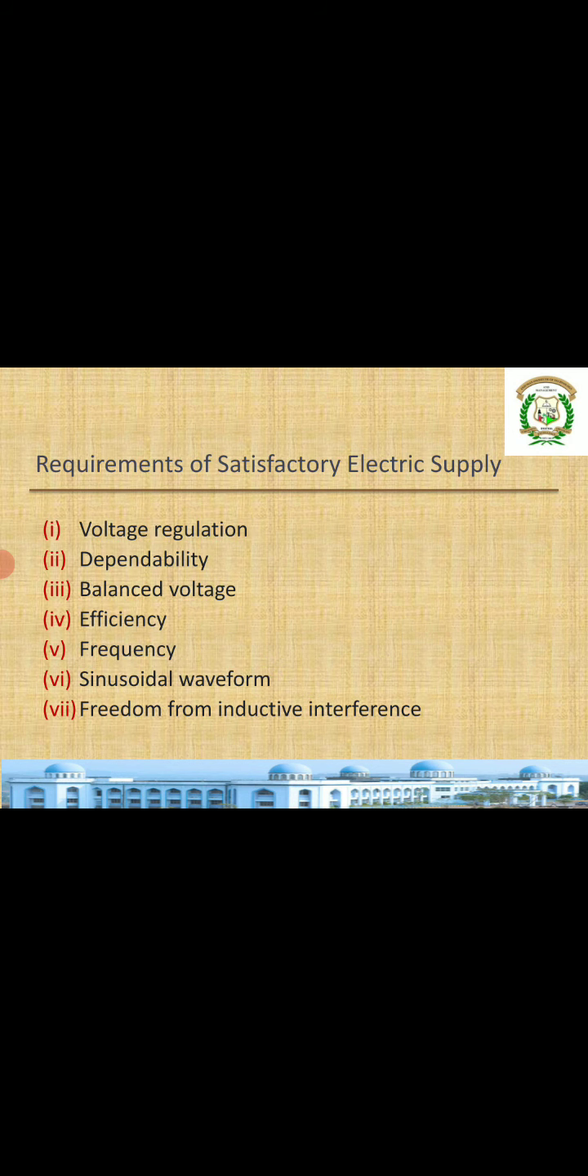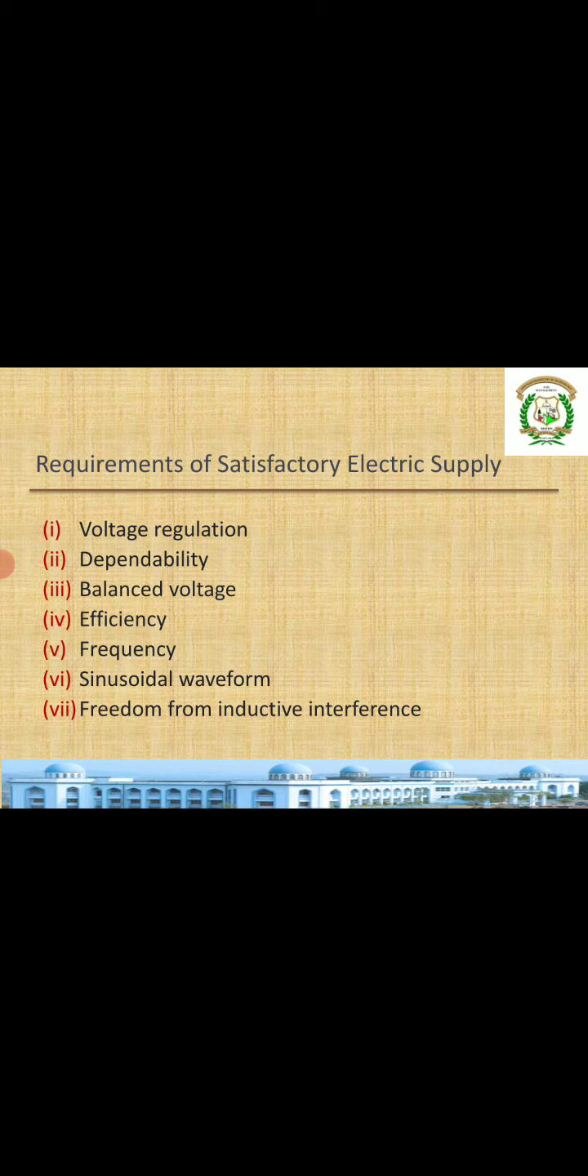Coming to the requirements of a satisfactory electric supply. What should a satisfactory electric supply have? One, a satisfactory electric supply should have good voltage regulation. A voltage variation has a large effect on the operation of both power machinery and lights. So to get the proper output or proper operation on the utility side, we must have good voltage regulation.